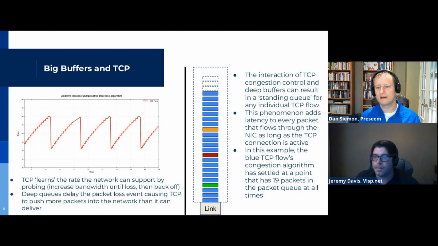You get this interaction between TCP and big buffers that creates really big latencies. And again, if you've ever done a download and then done a ping at the same time, and you see the ping time go up, that is not fundamental to the internet. That's bad buffering.